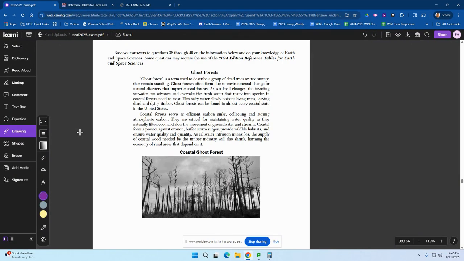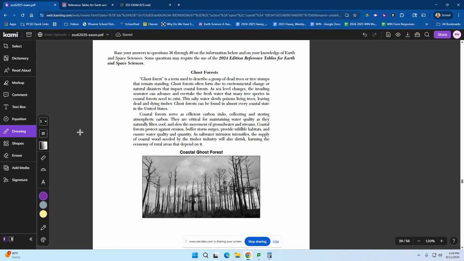So what they're telling us is basically you have a group of trees that are dead, and they have formed because the salty water on a coast, so coastal means near oceans, has overtaken the fresh water that the trees needed to survive. So it says the water slowly poisons living trees, leaving dead and dying timber. Ghost forests can be found in almost every coastal state in the United States. Okay, so they've just basically died from the salty water intruding the area that they live in.